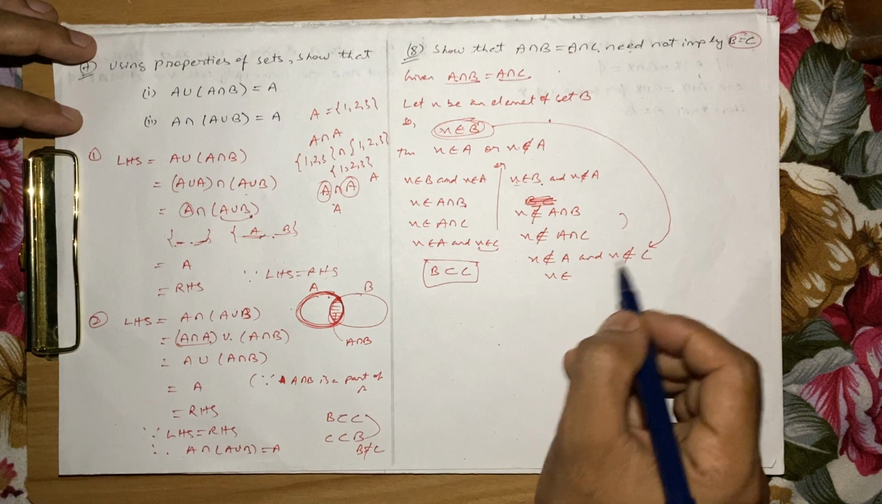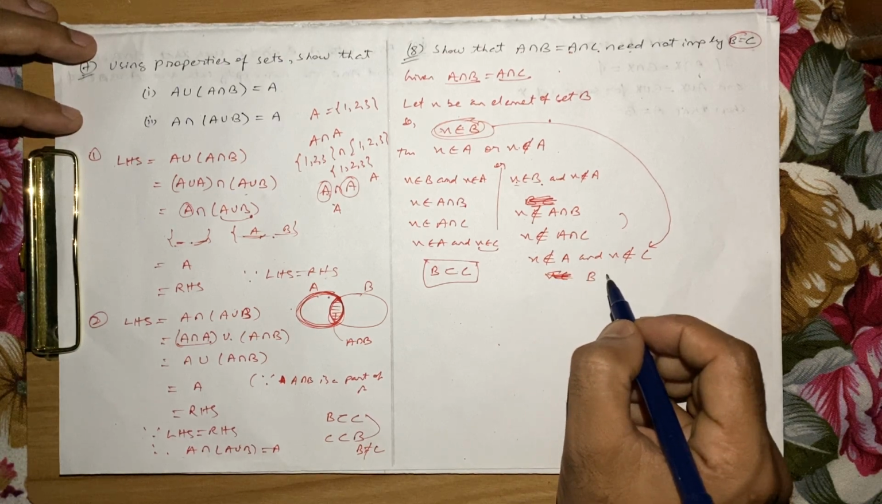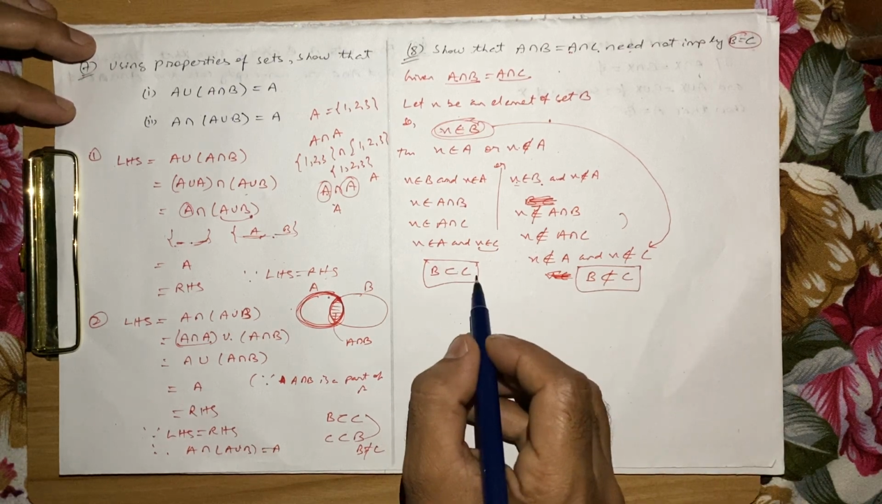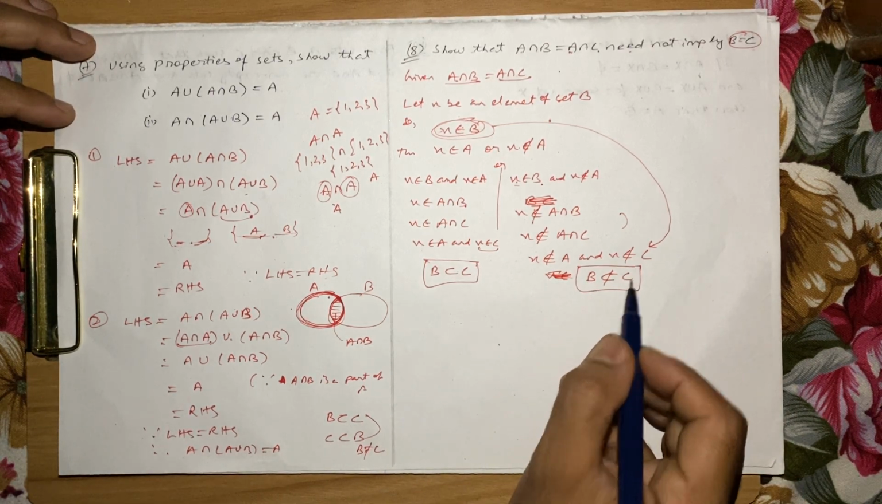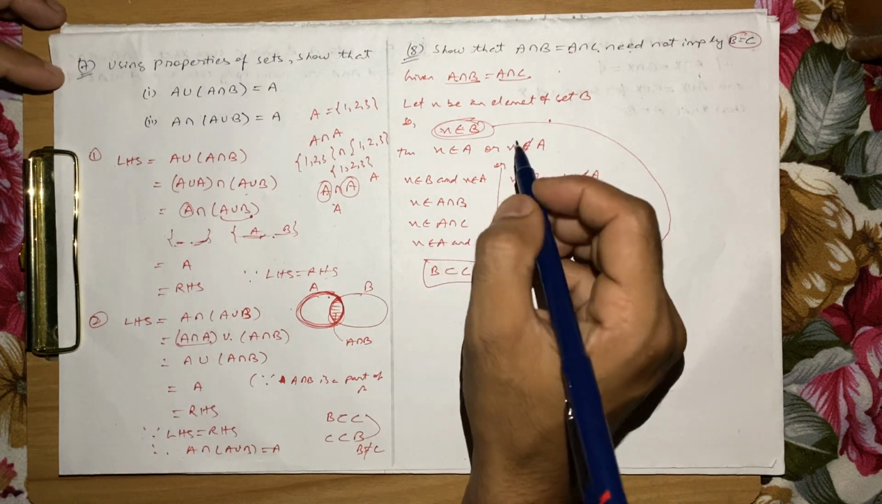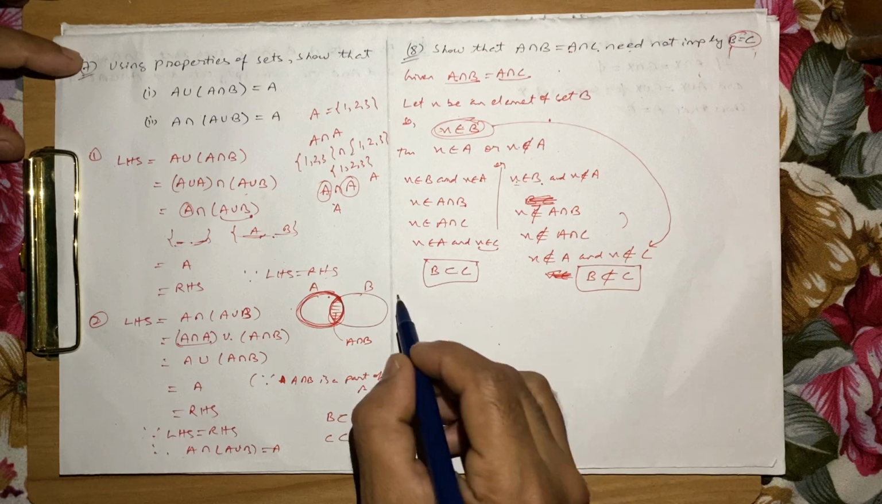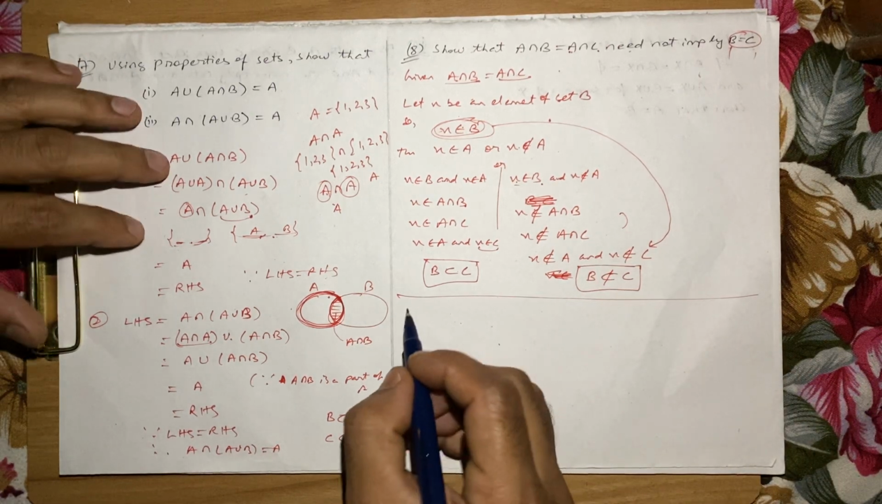Okay, so B is what? Not a subset of C. So I have shown here B is a subset of C, and here I have shown that B is not a subset of C. So this is what we get when I started from B. Now let's start from C. Okay, let's try to start from C.